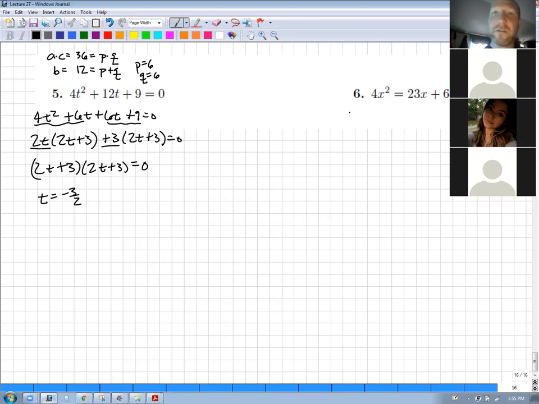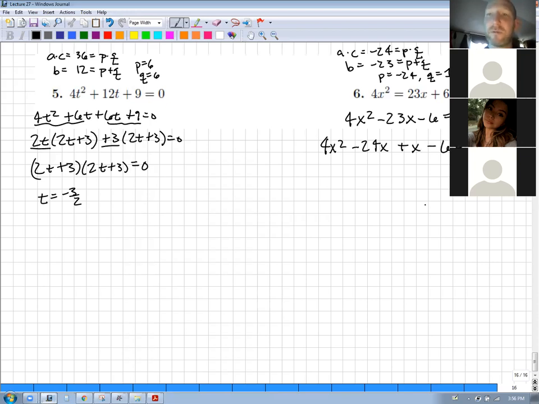So let's look at 6 here. 4x squared minus 23x minus 6 equals 0. Set everything equal to 0, right? So our a times c here would be a negative 24. Our b is negative 23. So how about we let p be negative 24 and q be 1? So we can rewrite this as minus 24x plus x minus 6 equals 0.